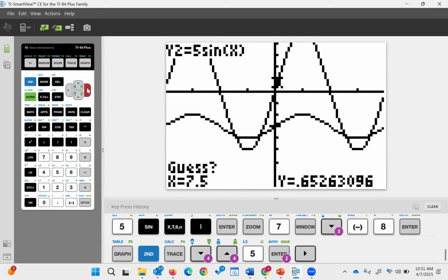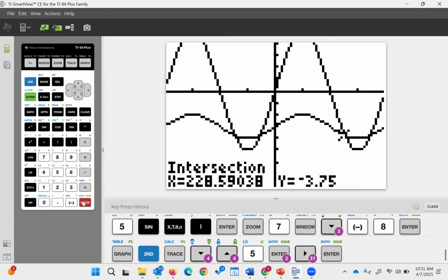Oh, it says guess, right? So with your arrow keys, you just get close to your answer. The closer, the better. But you don't want to be right in the middle between two intersection points. That's the important part. You want to be closer to that one, because what it does is form a little bubble and start figuring out where they are. So press enter and you're good.